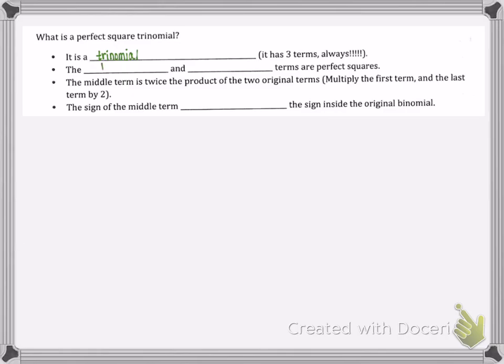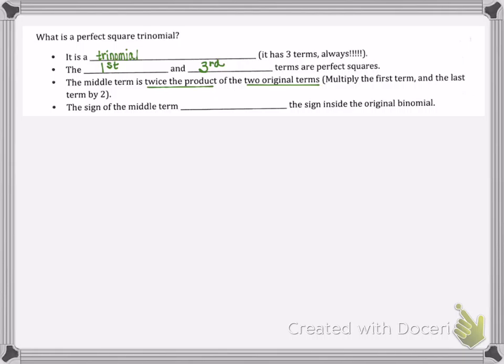The first and third terms are perfect squares, and you should be familiar with that terminology. You can take the square root of them and get something that is an integer and has an integer exponent. The middle term is twice the product of the two original terms. And I'll show you what that looks like when we identify them later.